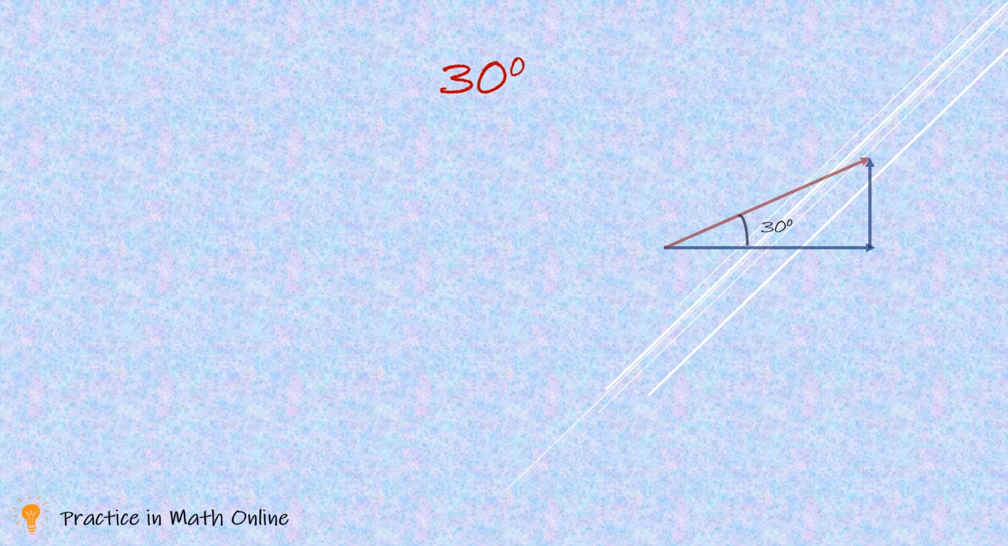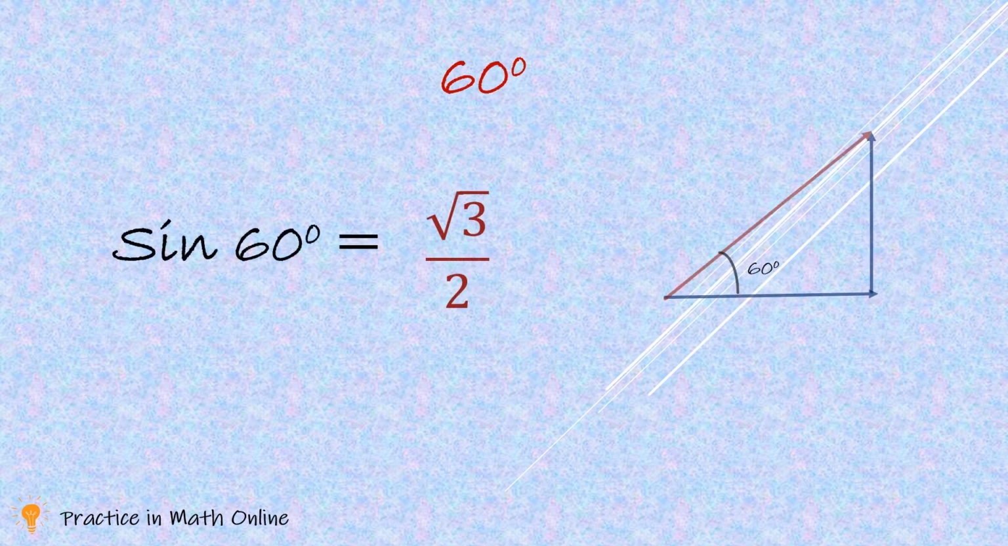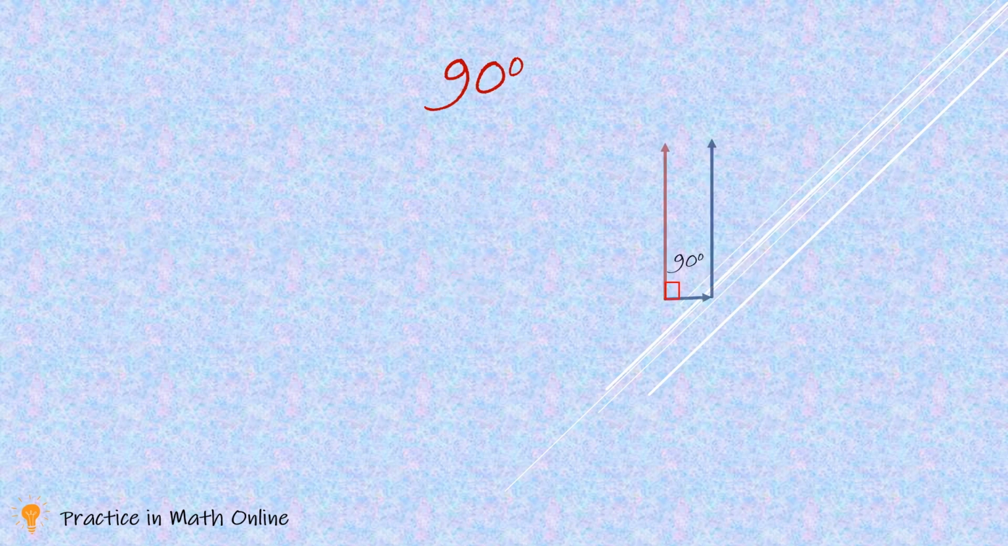Now we look at other standard angles. So 30 degrees, sine 30 is 1 by 2. Sine 45 degrees is 1 over root 2. Sine 60 is root 3 by 2. And sine 90 is 1.